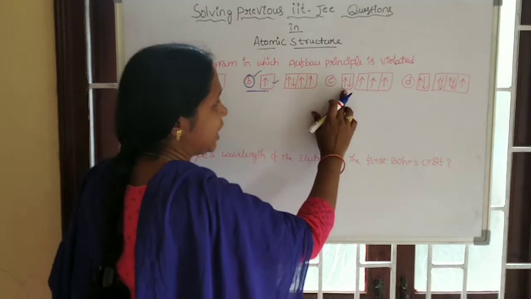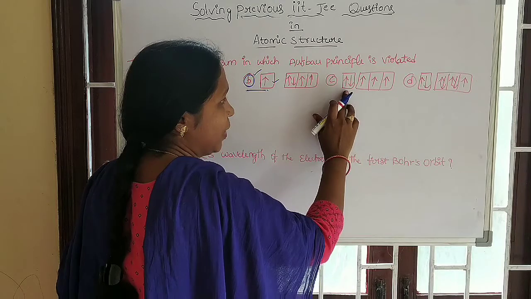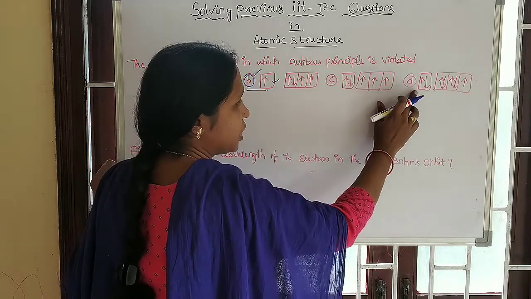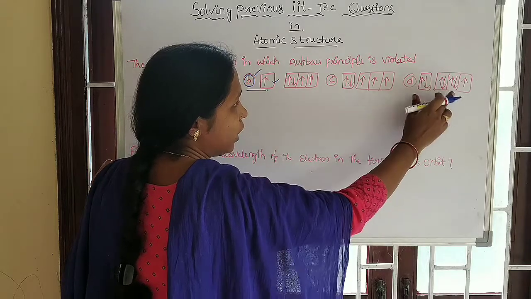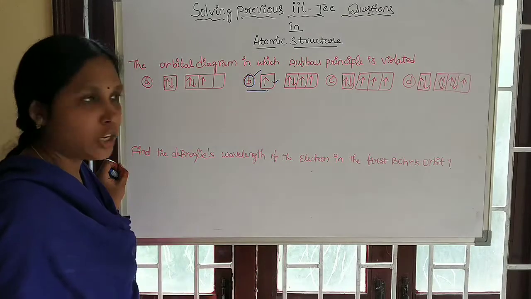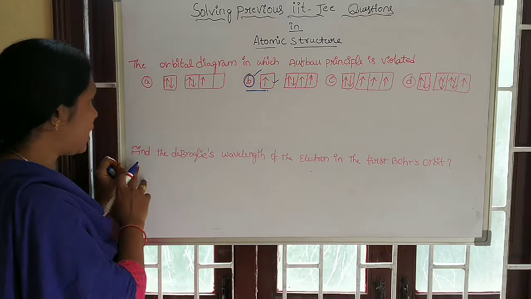Option C, here s has 2 electrons and p has 3 electrons. Here the s orbital is completely filled before the electron enters the p orbital. In option D, here also s2 and p5. Here also s is completely filled before the electron enters the p orbital. Okay, and see the next one.